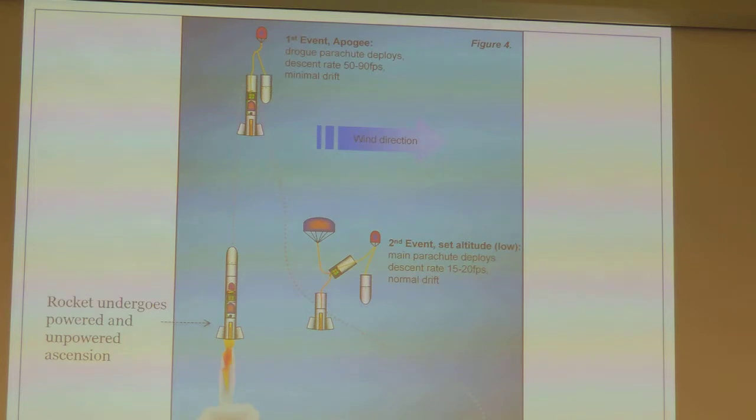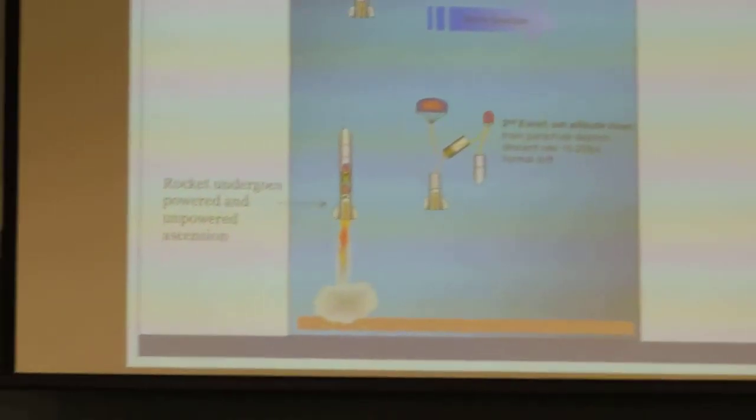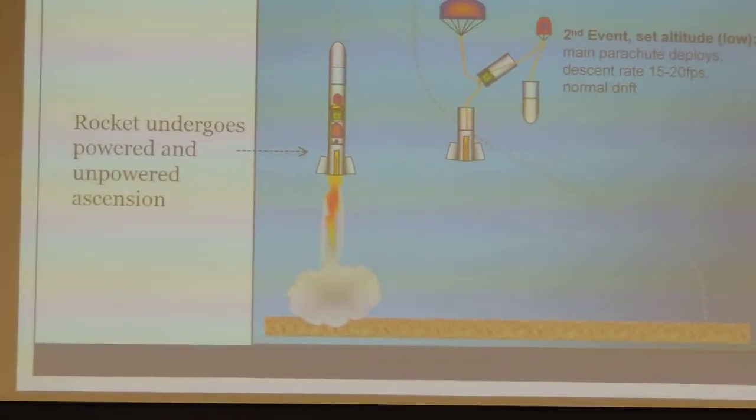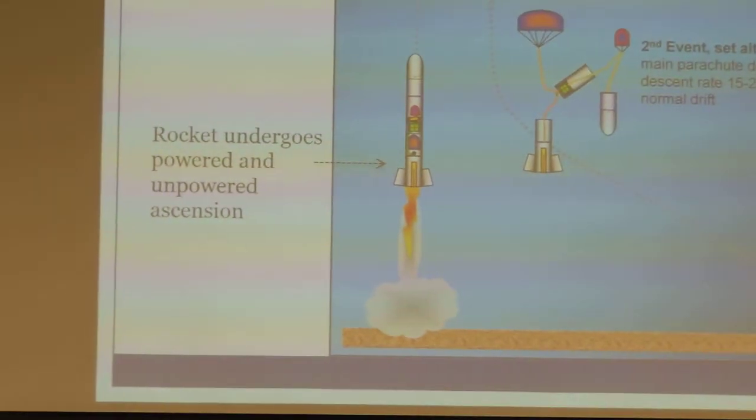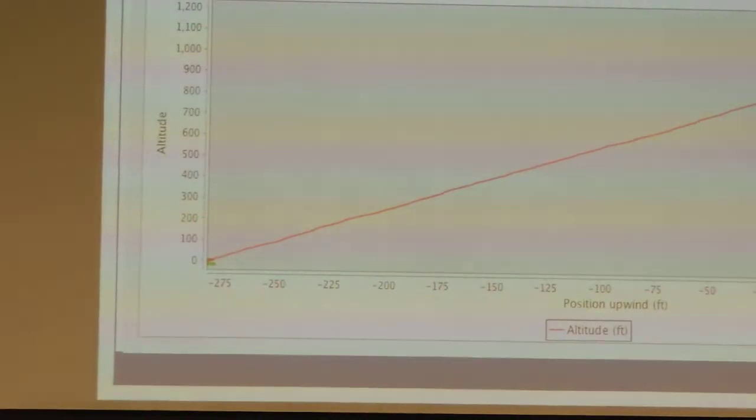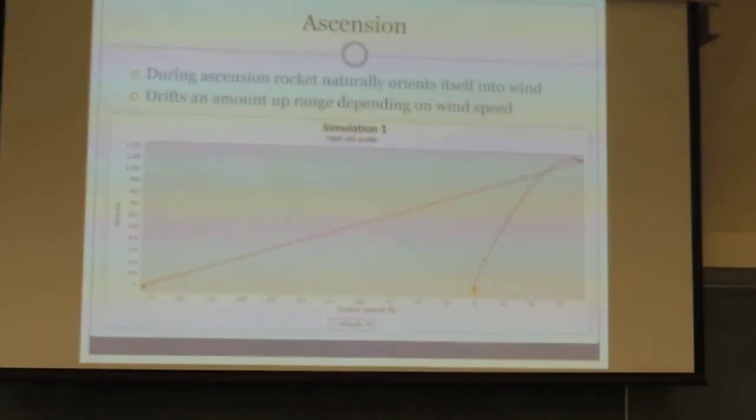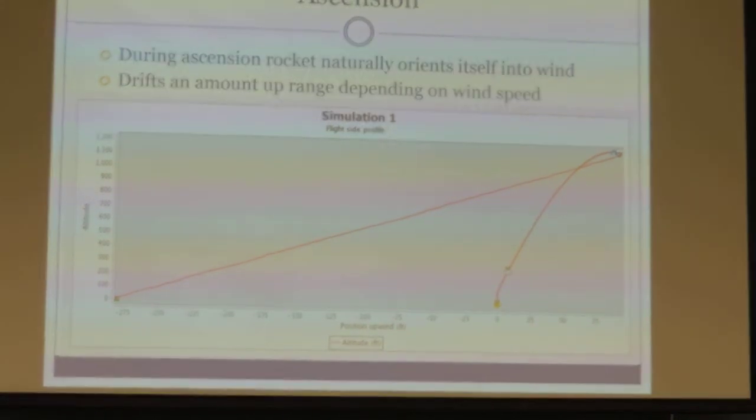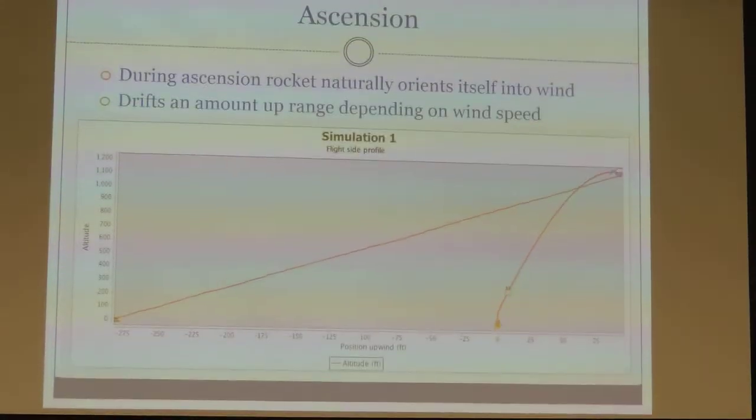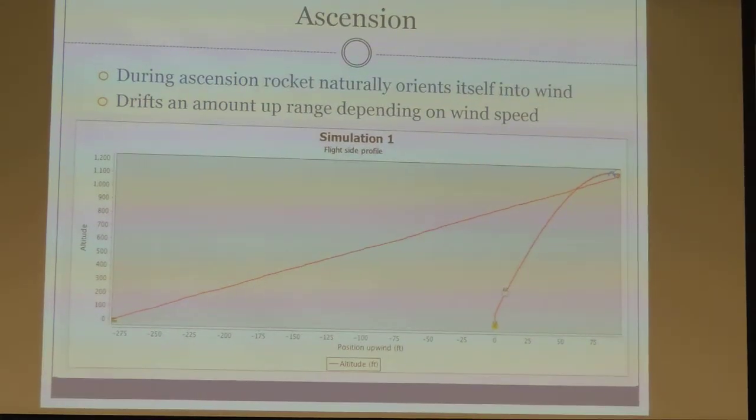Okay. So the first step of this is that it's going to undergo powered and unpowered ascension. Basically, the rocket's going to undergo motor burn. During motor burn, any stable rocket during ascension is going to naturally orient itself into the wind. Depending on what the wind speed is, it's going to travel farther downrange, or not that far downrange. It just depends on the wind speed.